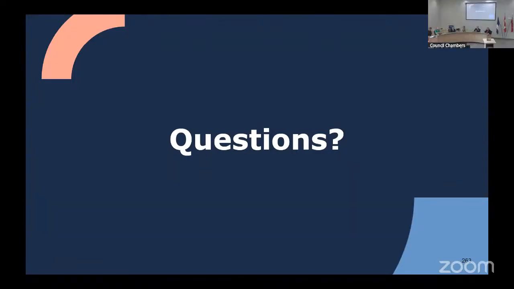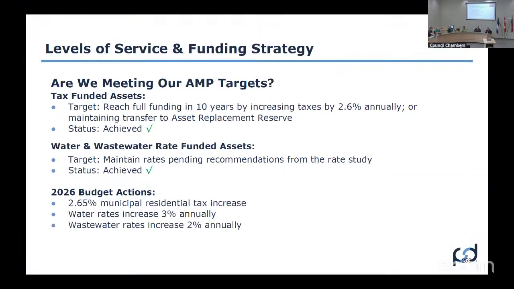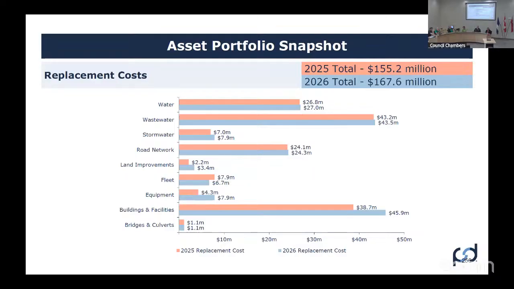Follow up. Through the chair, that's what I was expecting, but it confuses me on the asset portfolio snapshot, and I can't give you a page reference because I have no numbers on my documentation. But our fleet has gone down in replacement costs, and I've been watching us buy things over the years that are very expensive and only more expensive in the future. I just didn't understand how the fleet replacement would be lower now.